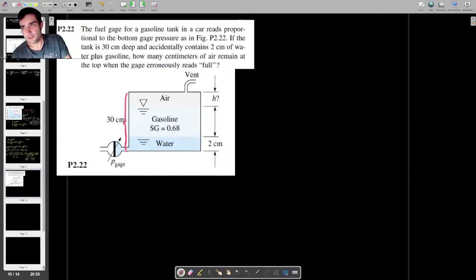The gauge pressure in the fuel tank is meant to just think that you have gasoline, and if you have any other fluid there, it has no way of knowing that, because all the gauge knows to do is to read the pressure. So in this question it will read full, even though it's not full.